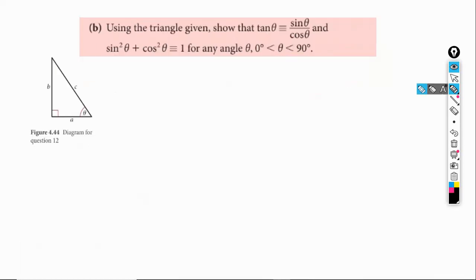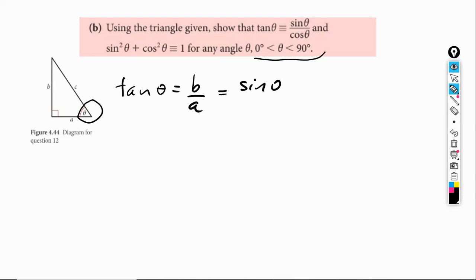Okay, so here we are on part B, and it says using the triangle given, show that tangent of theta equals sine over cosine of theta, and sine squared of theta plus cosine squared of theta equals 1 for any angle between 0 and 90 degrees. Okay, so remember that this is theta here, so we know that tangent of theta would equal opposite over adjacent. So tangent of theta equals B over A. What we have to prove is that this is the same as sine of theta over cosine of theta.